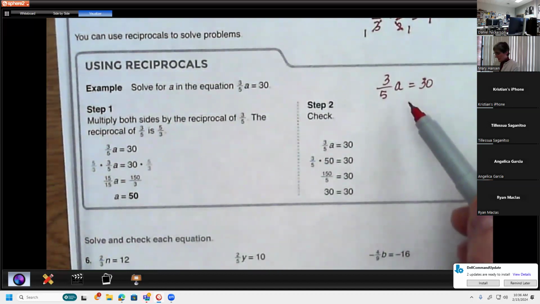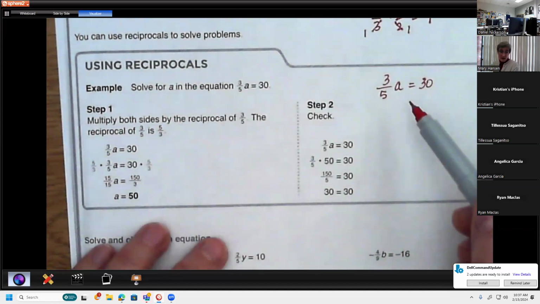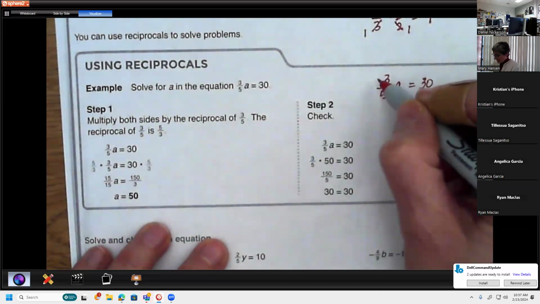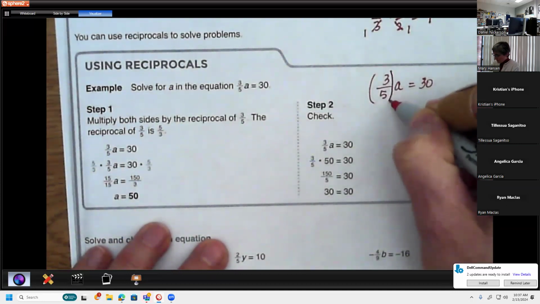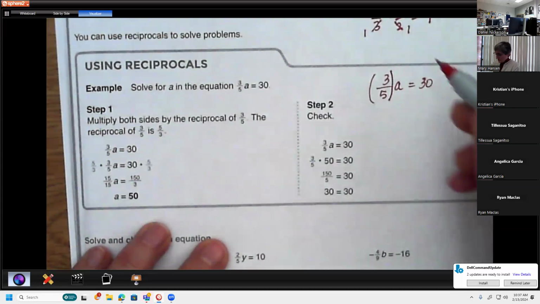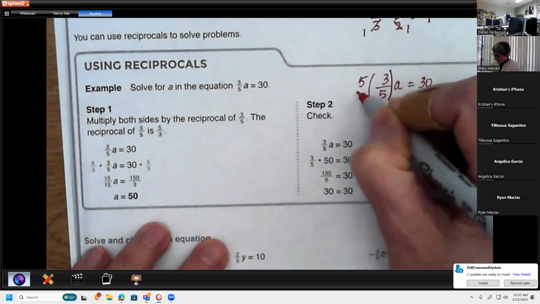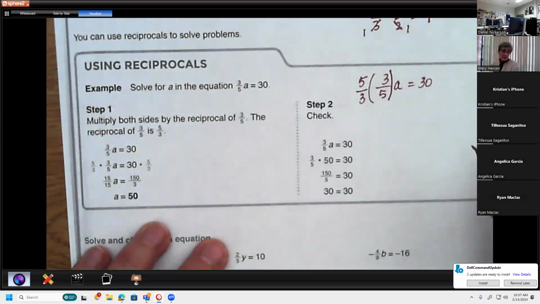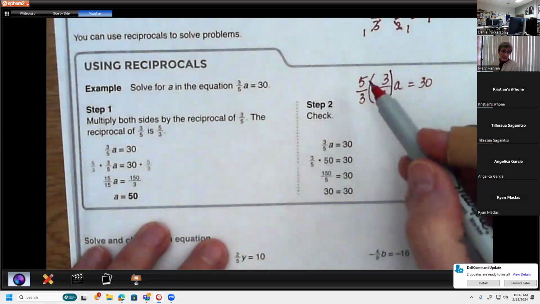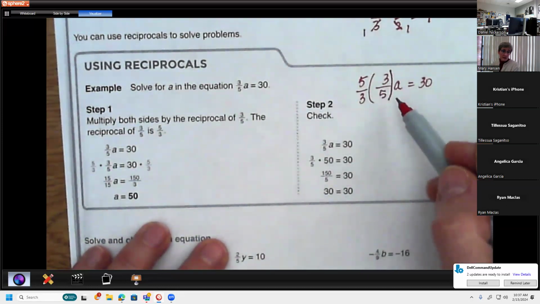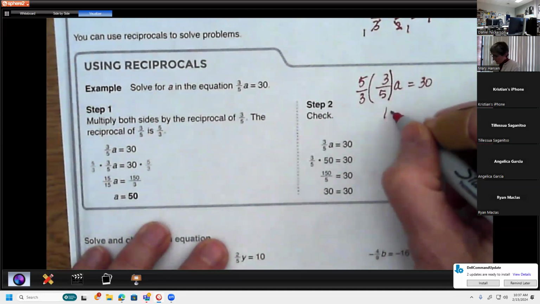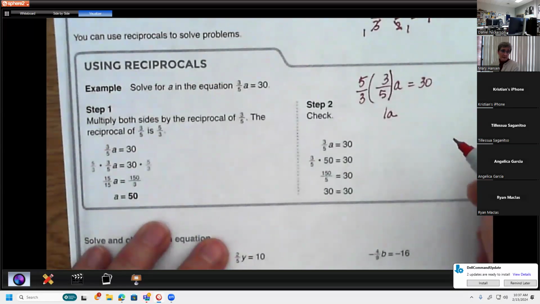Even better is if your answer, sometimes you'll have problems where the answer is a fraction. And so you're not going to be able to do most of those in your head. And that's why we need a method for how to do these. And so what I'm going to do is I want to get rid of that fraction. And so if I multiply this fraction by its reciprocal, I'm going to get 15/15, which equals 1. Okay, so that's 1A, which is the same as A.